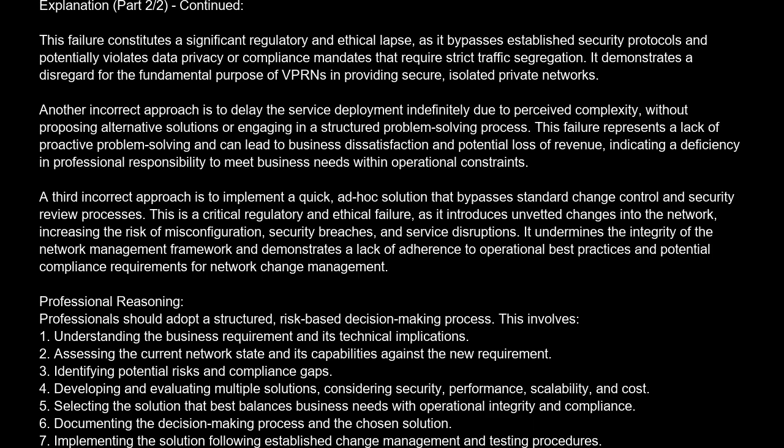Professional reasoning. Professionals should adopt a structured, risk-based decision-making process. This involves 1. Understanding the business requirement and its technical implications. 2. Assessing the current network state and its capabilities against the new requirement. 3. Identifying potential risks and compliance gaps. 4. Developing and evaluating multiple solutions, considering security, performance, scalability, and cost. 5. Selecting the solution that best balances business needs with operational integrity and compliance. 6. Documenting the decision-making process and the chosen solution. 7. Implementing the solution, following established change management and testing procedures.